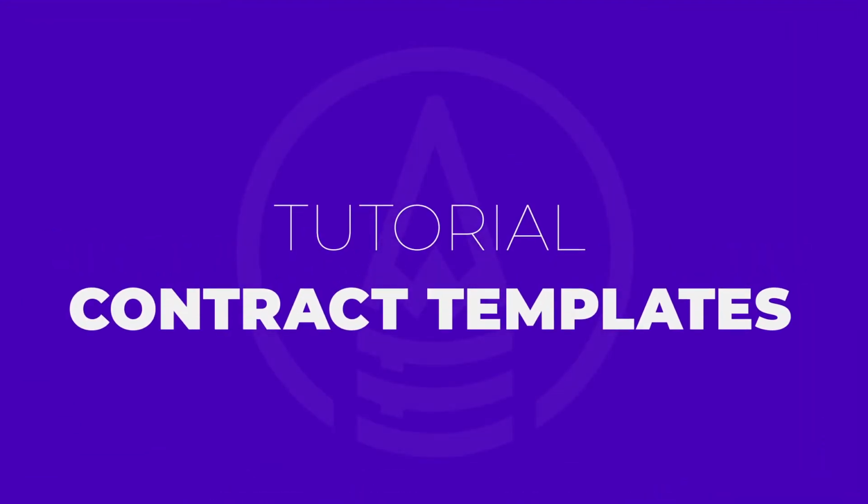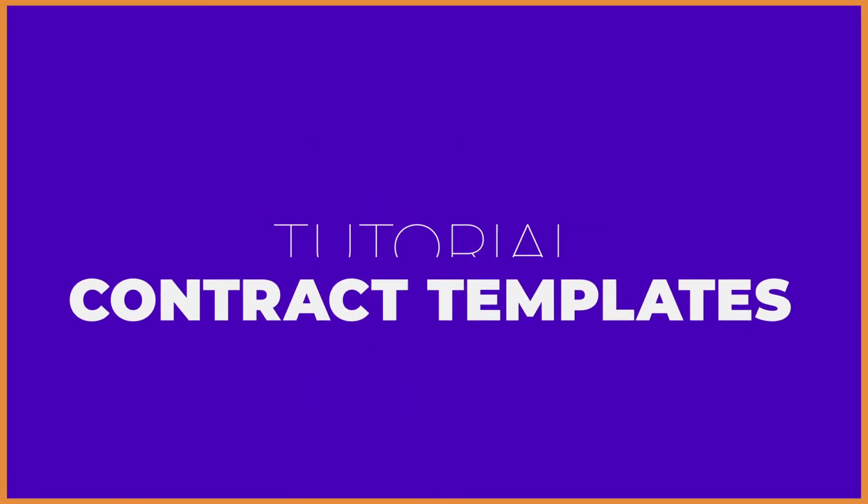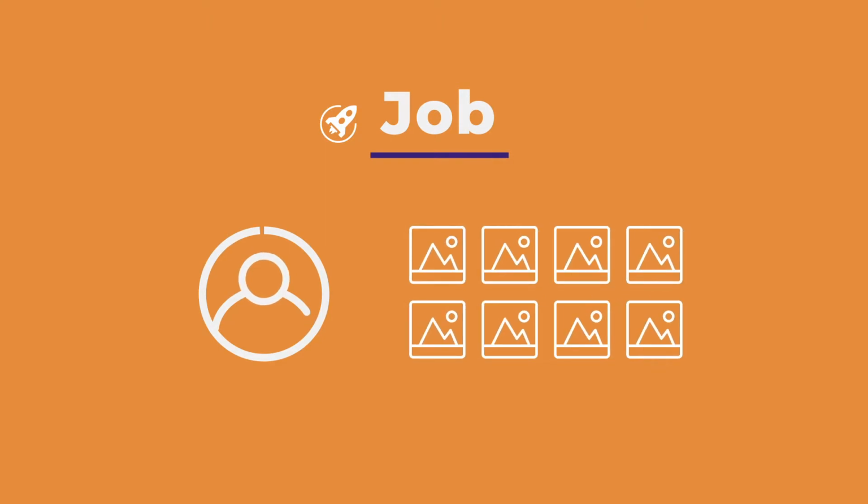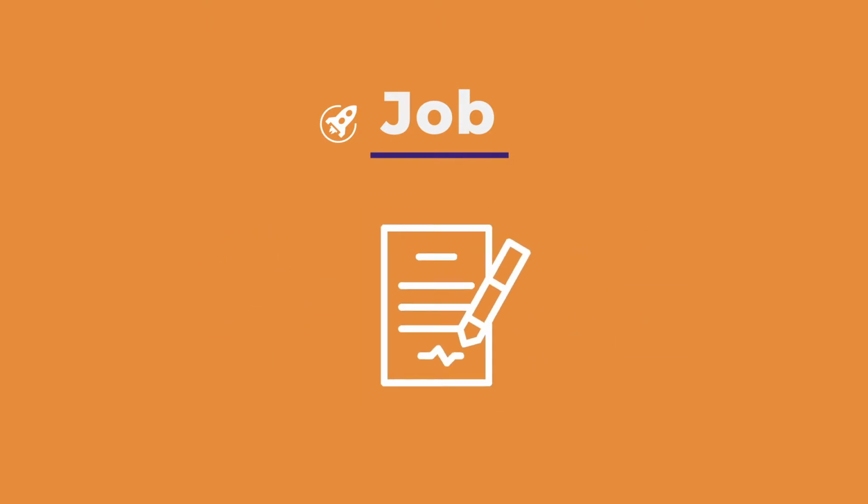In this tutorial, we're going to look at contract templates and how to use them in AWEbase. In AWEbase, a job is what connects a contractor to any number of deliverables that they've agreed to work on. A key part of that job is the contract, which legally binds the contractor to the deliverables. But where does that contract come from?